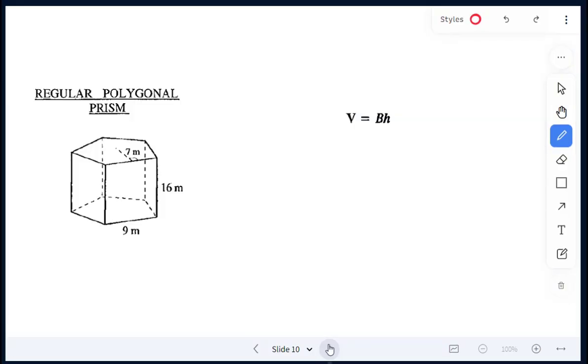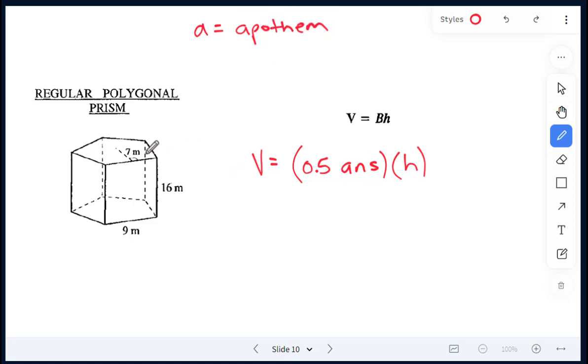All right, next we're looking at regular polygonal prism. Recall that the area of a polygon is 0.5 ANS, and then that's multiplied by height. Right, so this part here, that's the area of the base. Recall that A represents the apothem, which is shown here as 7 meters.